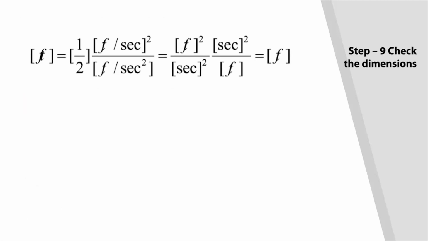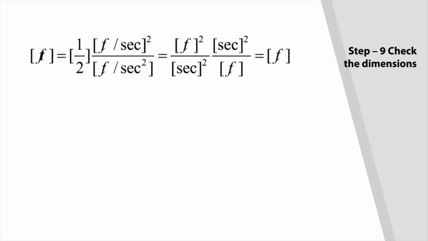Step 9 is checking the dimension. Dimension check is something like shown in this slide. So we have to check whether the dimension meets our expected output dimension or not. Here we have to have the height in terms of feet. So now from half v square by g, we are supposed to get feet as a unit.